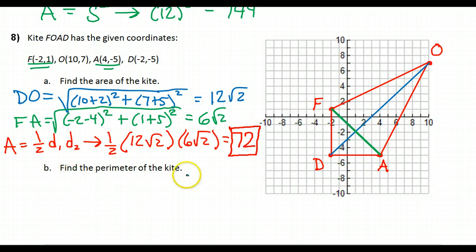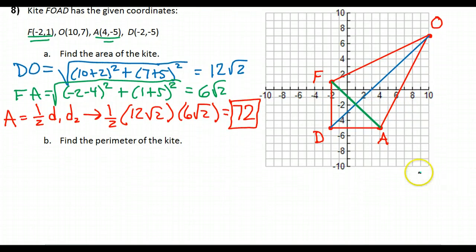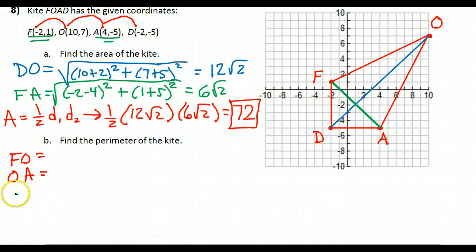Okay, finally we need the perimeter of the kite. Well, for the perimeter, we need these 4 lengths. So we're just going to have to do the distance formula 4 times. Okay, so we're going to have to do FO, and then OA, and then AD, and then FD. Okay, we're going to need all 4 distances, because those will be the sides of the kite. Once we get that, we'll just add them all up.